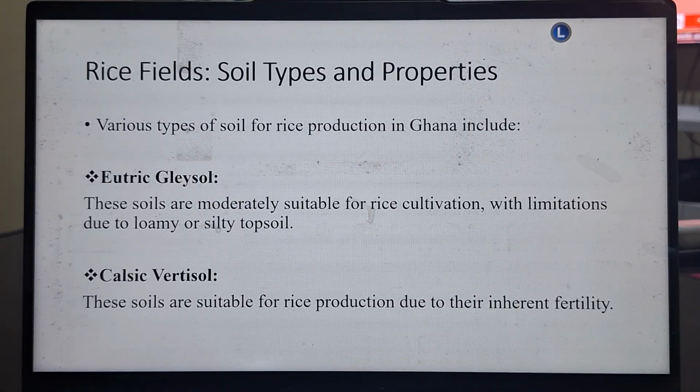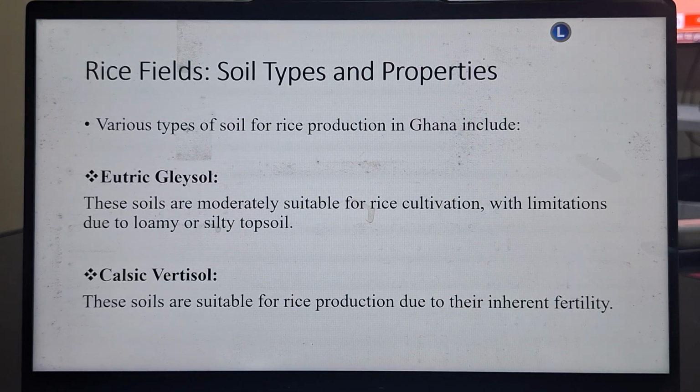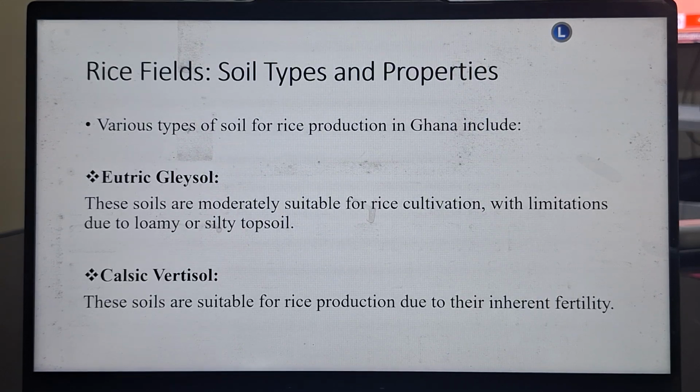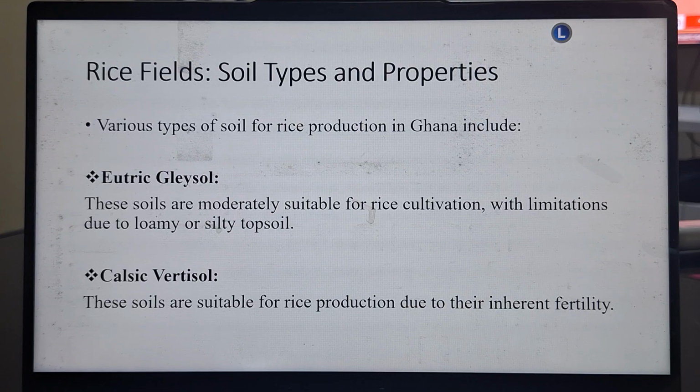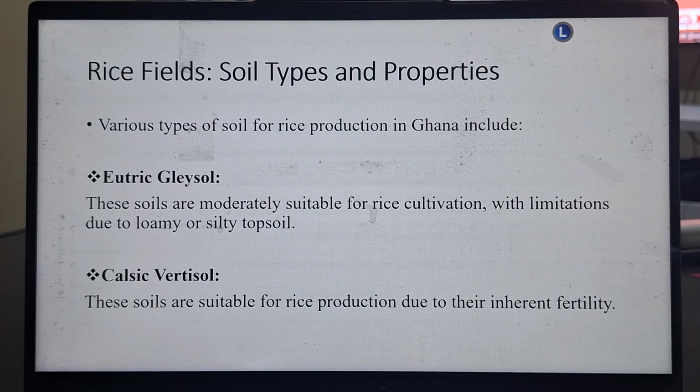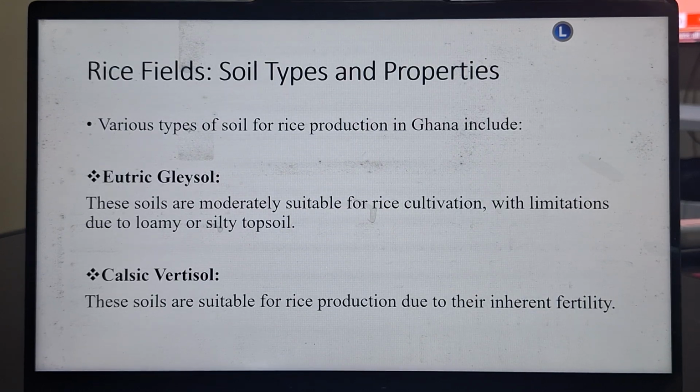Now, for rice fields, the soil types and properties in Ghana. The types of soil for rice production in Ghana are basically two: the hystric gleysol and the calcic vertisol. The hystric gleysols are moderately suitable for rice cultivation. However, their limitation is that they are usually loamy or silty in the top, so the soils are usually silty.